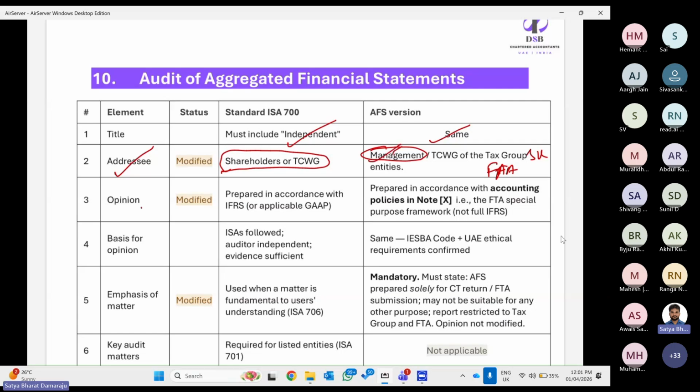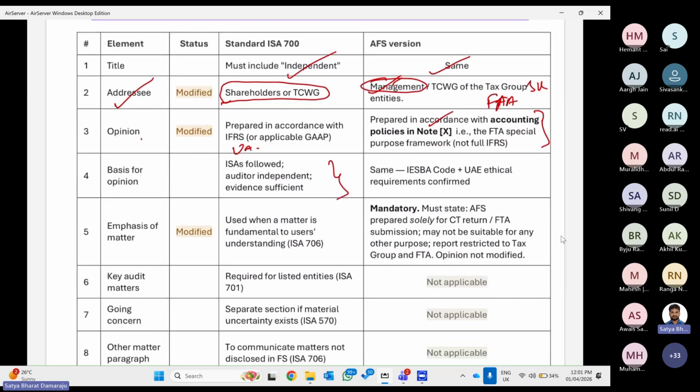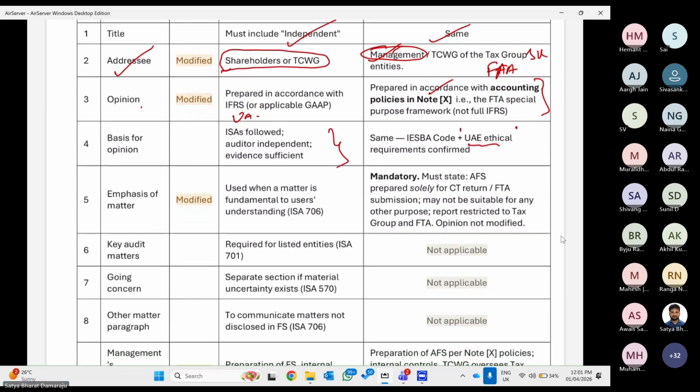Opinion, as we know, like unmodified, and all the opinions we must be giving. Here they are not very clear on that. They just want us to make sure that this is prepared in accordance with the accounting policies and FTA special purpose framework. Basis for opinion almost the same. However, we also need to mention that while conducting the audit, we are also following the UAE ethical requirements. Emphasis of matter, this is mandatory. We have to very clearly mention the purpose of it, and then the deviations.